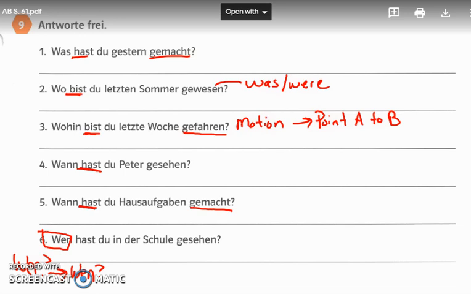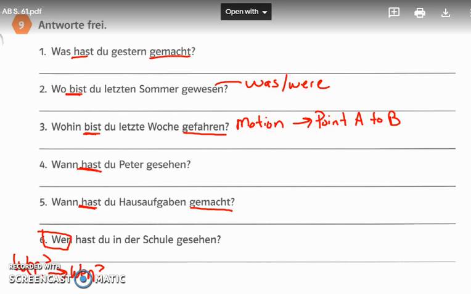So if it has a time statement in the question, I want you to include that time statement in the answer. Like, for example, number 2. Wo bist du letzten Sommer gewesen? Where were you last summer? I would want you to answer in a complete thought of, I was last summer in wherever you were.